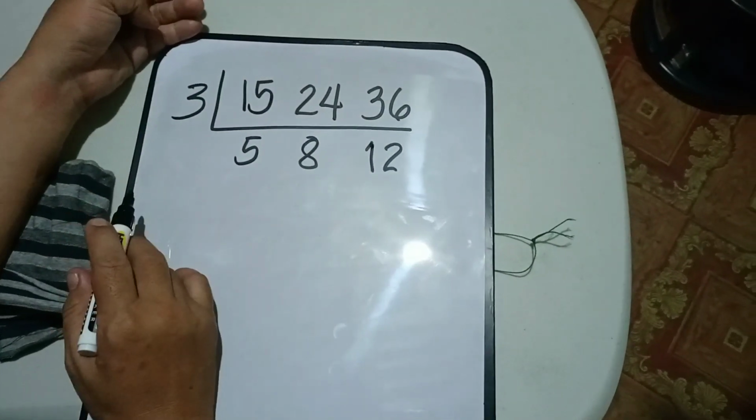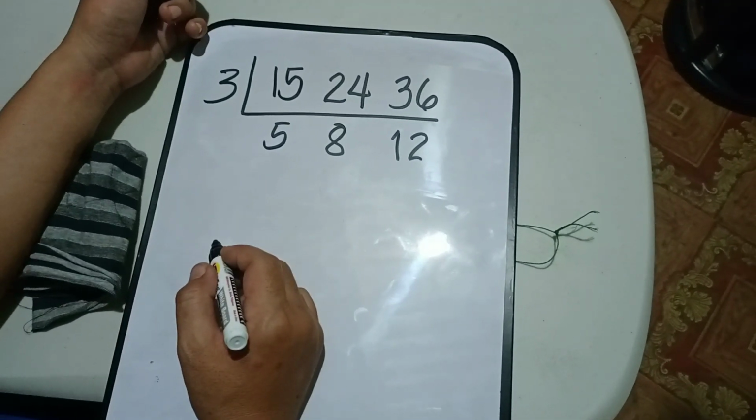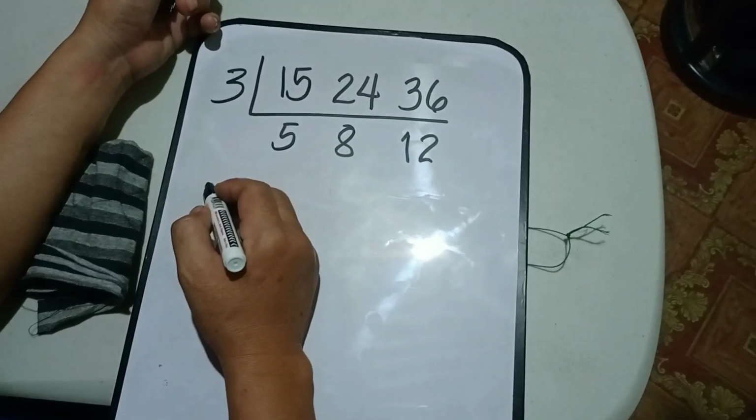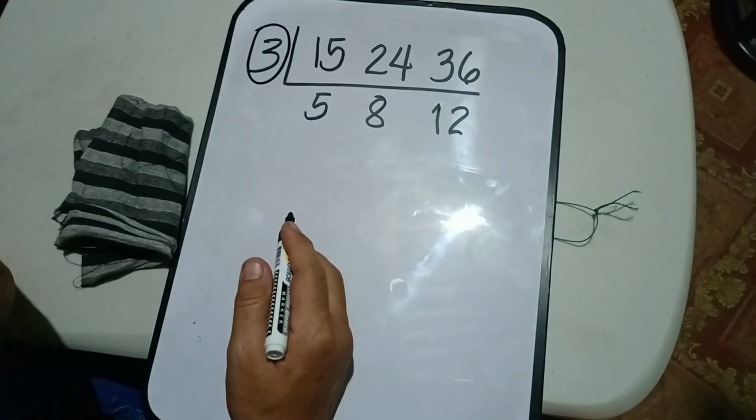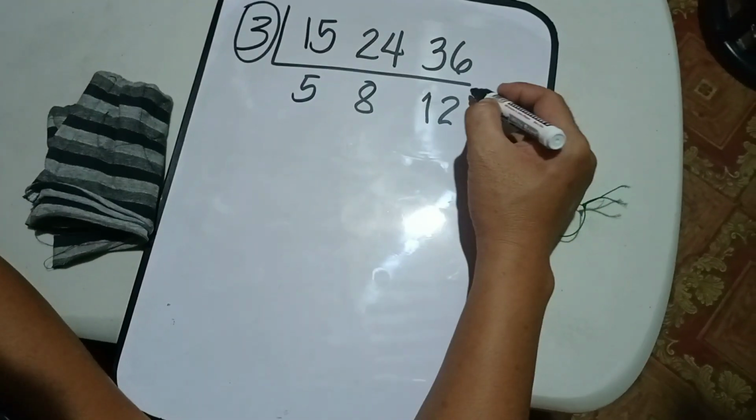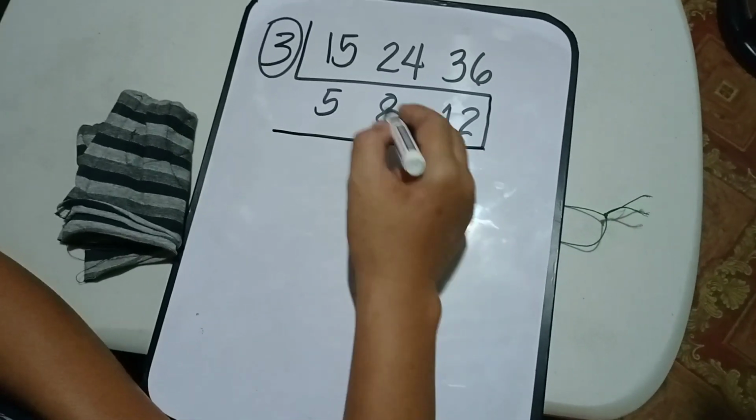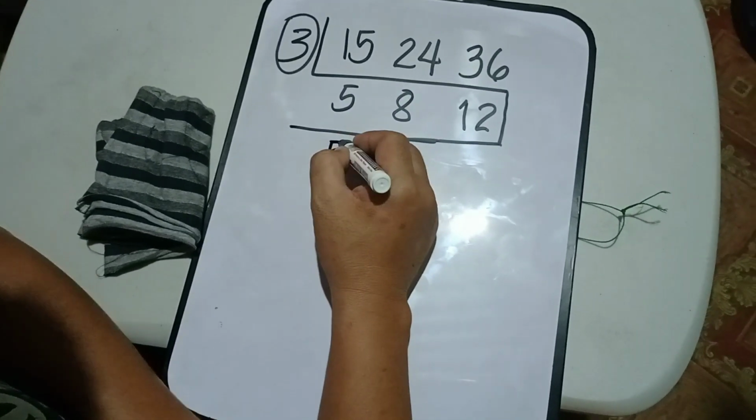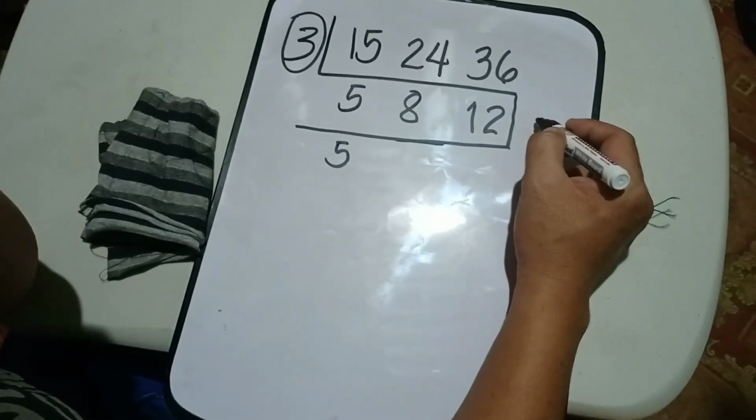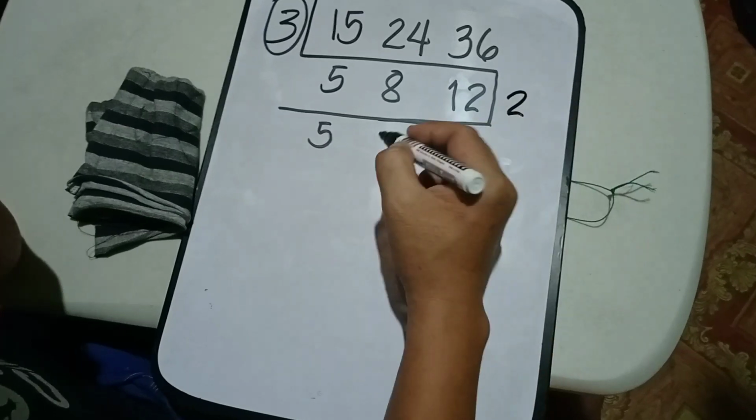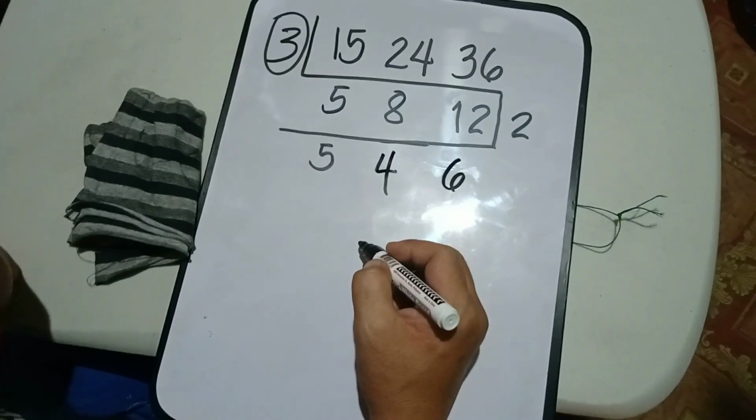So, meron pa bang common factor? Si 5, 8, and 12. Wala na. Okay? So, that means kung wala na silang common factor, meron na tayong GCF which is 3. Yan na yung GCF. Sino yung may common factor pa? Si 12 at si 8. So, si 5, hindi natin isasama sa i-divide. So, bring down lang siya. 8 at 12, merong common factor, which is 2. Correct. So, 8 divided by 2 is 4. 12 divided by 2 is 6.